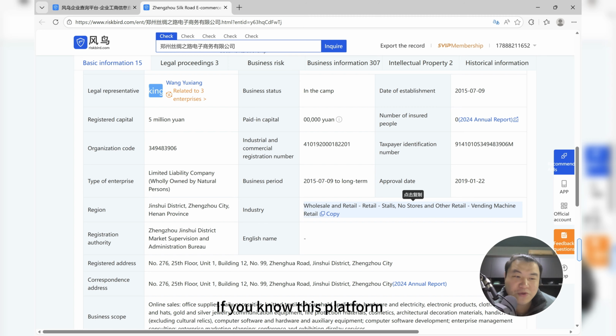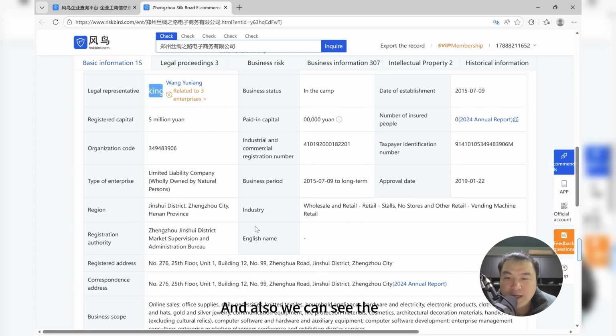So if you know this platform and you check and you find, okay, it's a wholesaler, but they tell you, okay, I'm a manufacturer, you can just do a quick background research, and you can tell they are telling a lie. Okay, they didn't tell you the truth. Later I will show you another manufacturer and what industry they put.